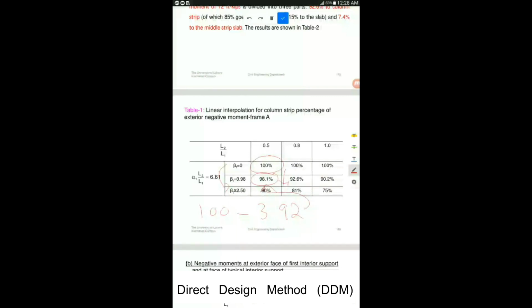In the same way, you're going to do interpolation here and find this value. Once you have determined these values, 96.1% and 90.2%, the last step is to find this percentage. I just want to explain that previously we did the vertical interpolation. Now I'm going to do this horizontal interpolation. So you're going to write this is against L2 over L1 of 1.5, and this is against L2 over L1 at 1.